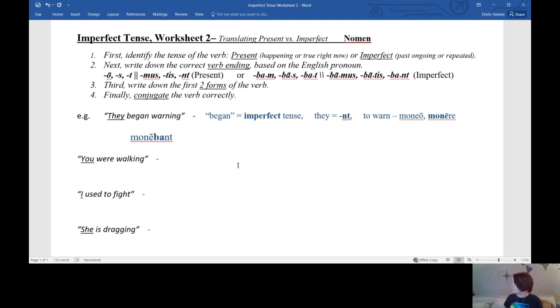Or, sorry, I'm moving a dog. Is it happening right now, or was it a past, ongoing, repeated action? So is it present tense or imperfect tense? Next, you're going to write down the correct verb ending based on the English pronouns.